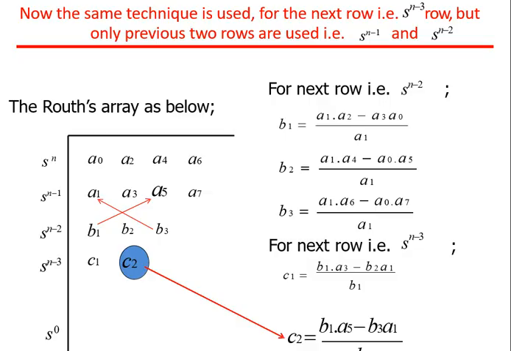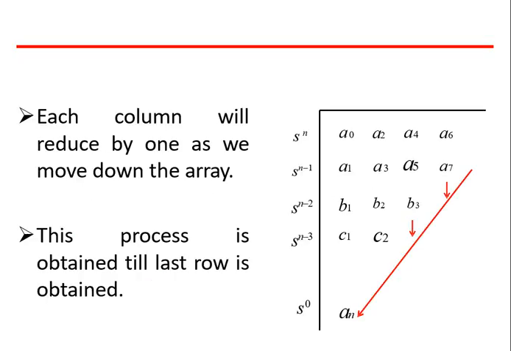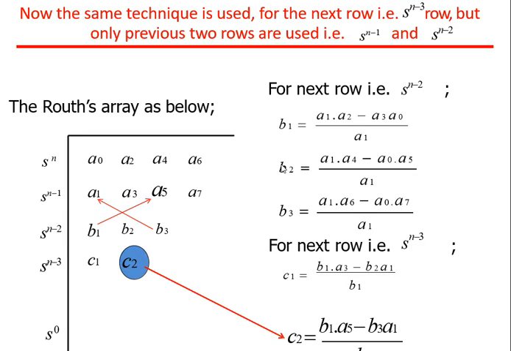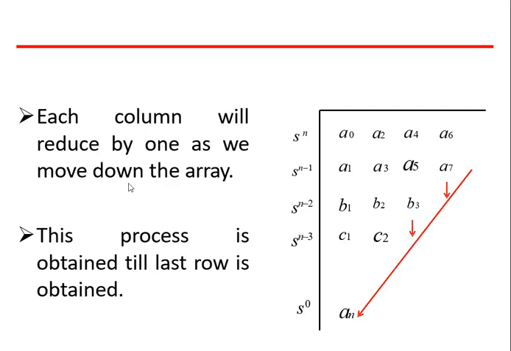Now the next thing we have to do is see how this is arranged, and what is the basics behind this. If you see this, each column will reduce by 1 as we move down the array, that we have discussed earlier. But for these first two rows, because we have written them with the help of the equation, the elements are the same over here. But as we go on calculating, one element will be reduced as we go on increasing the rows. So here each column will reduce by 1 as we move down the array.